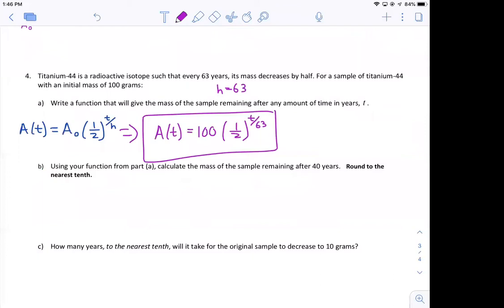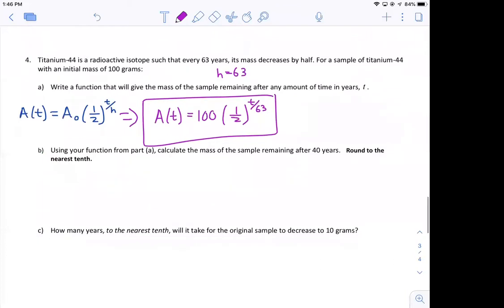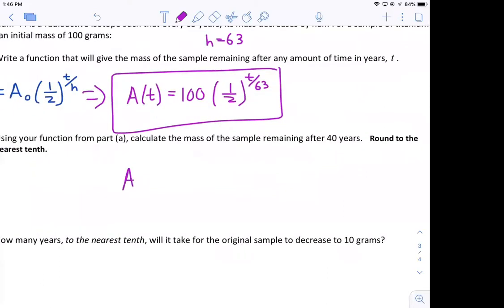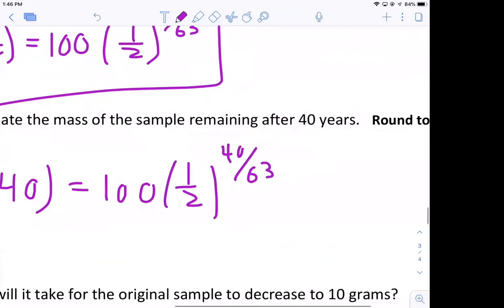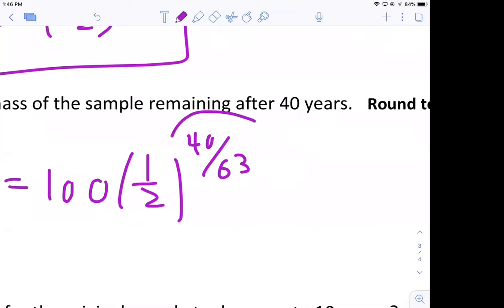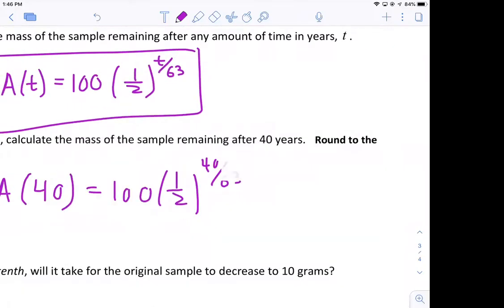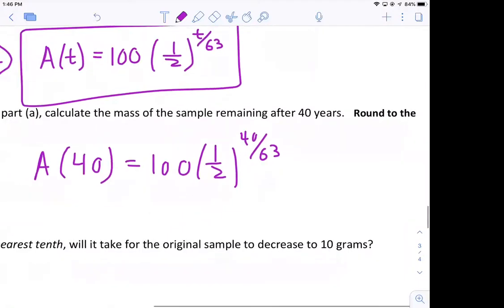All right, using your function from part A, calculate the mass remaining after 40 years, round to the nearest 10th. So after 40 years, we're going to plug in the 40. So 100 times (1/2) to the 40 over 63 power. We can see that 40 years is less than 1 half-life. So we're raising a half to a power that's less than 1, because it's not going to decay in half yet after 40 years. It's going to be a little less than half.